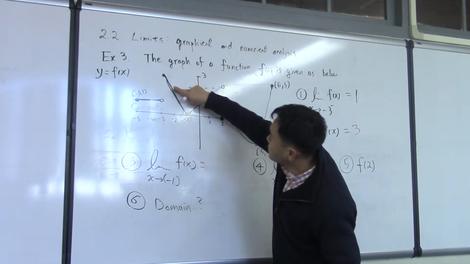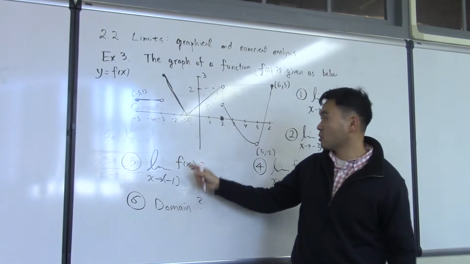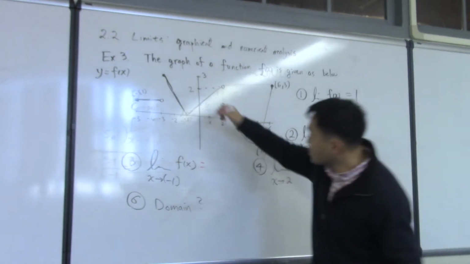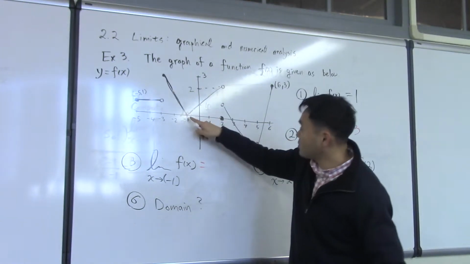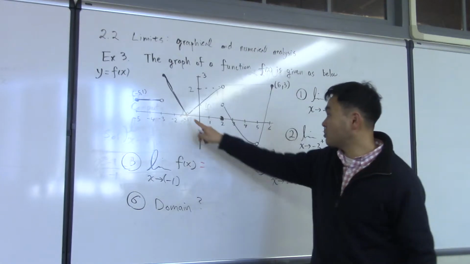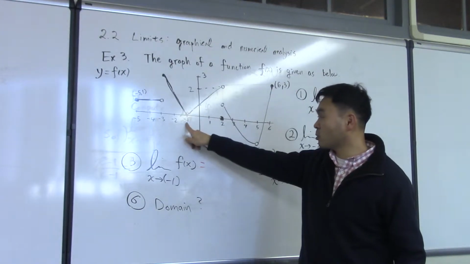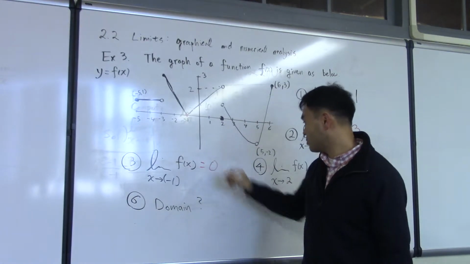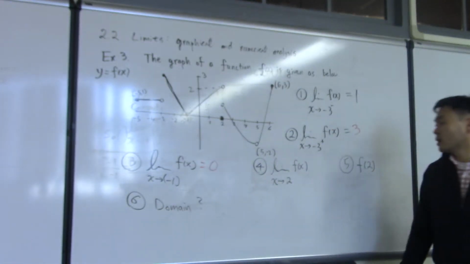Okay, third question. What's going to happen if we tell him to get closer and closer to -1? 0. His altitude is 0 because this point right here has the height of 0. The x coordinate or the location is -1, but the altitude is 0. You have 0.